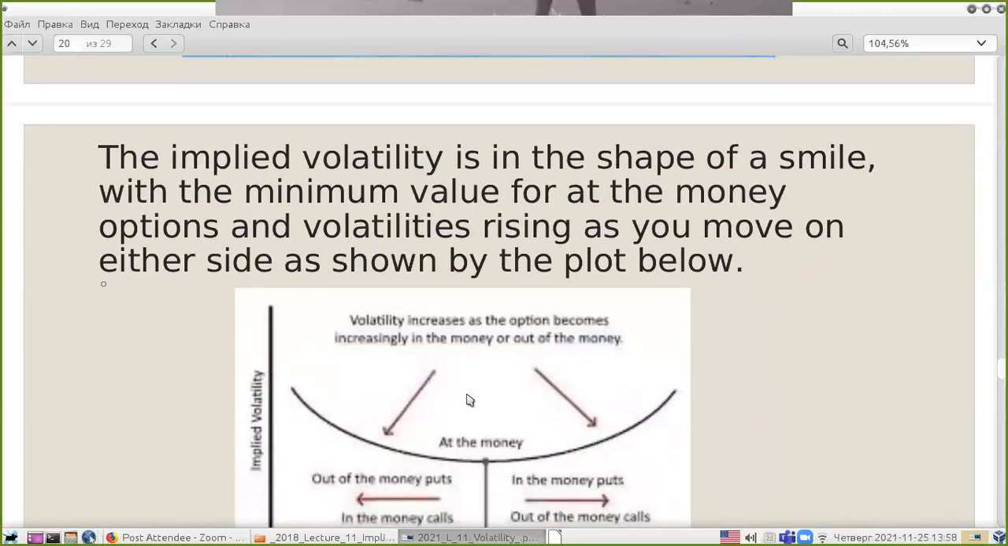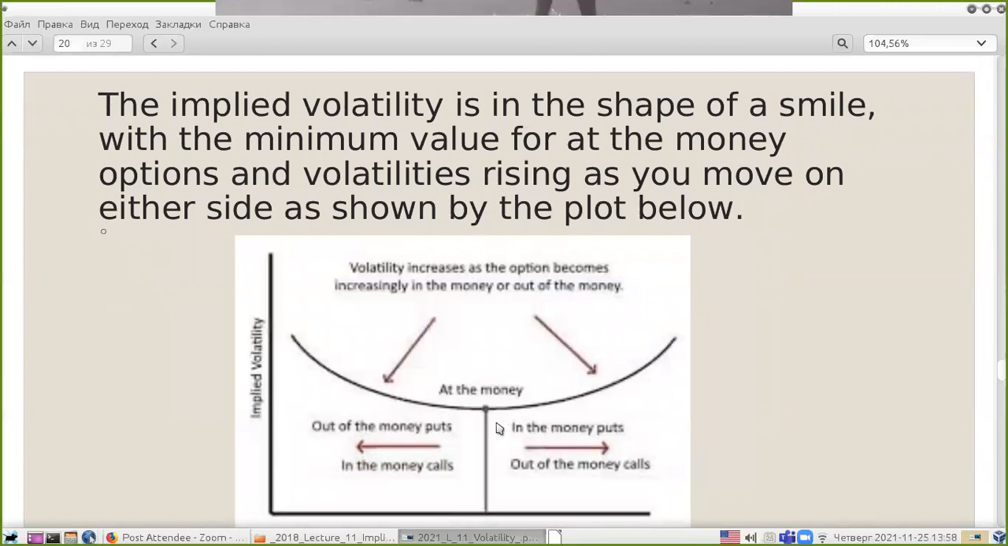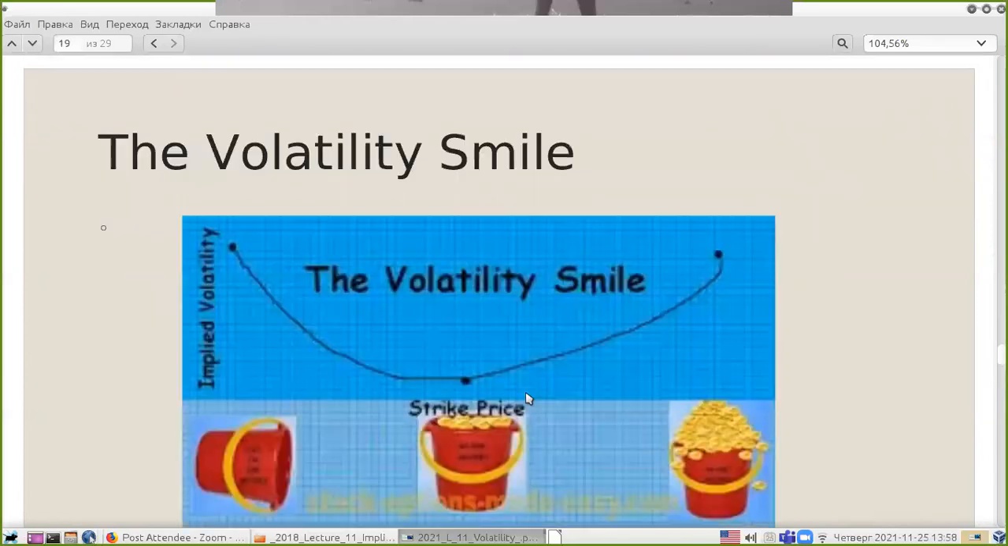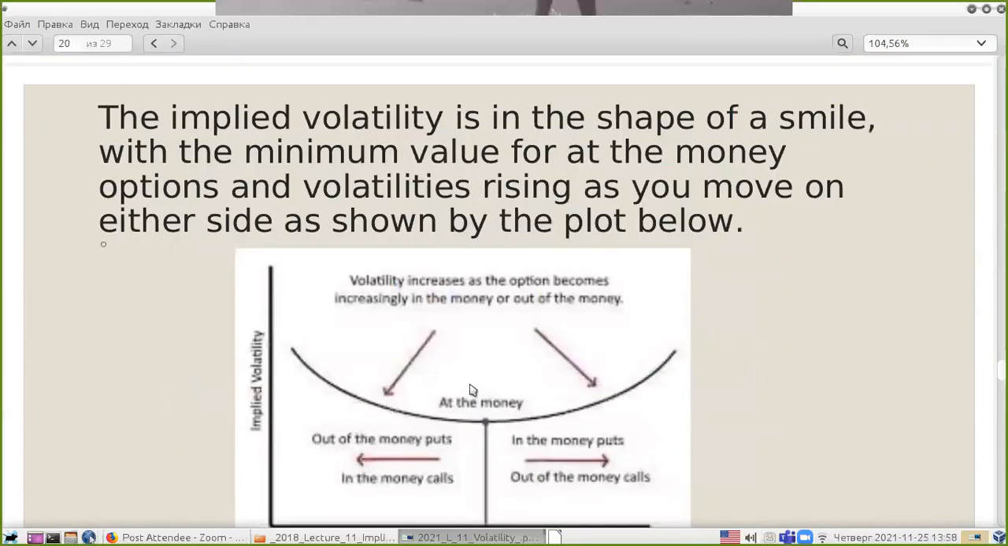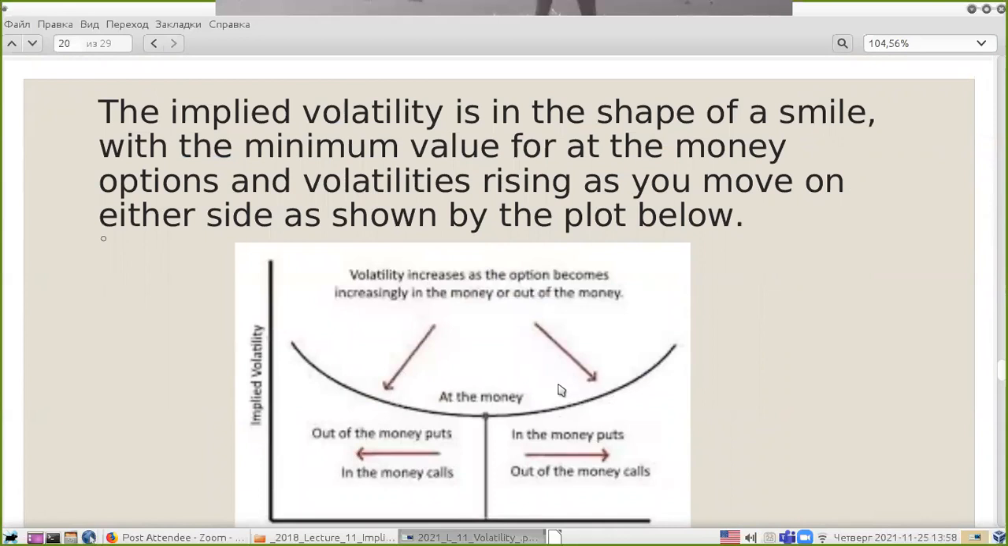The implied volatility is in the shape of a smile with a minimum value. It is the minimum value for the at the money option, and the volatility rises as you move to either side, as shown by the plot below. Right, on the left, the implied volatility is rising, so the risk is growing.